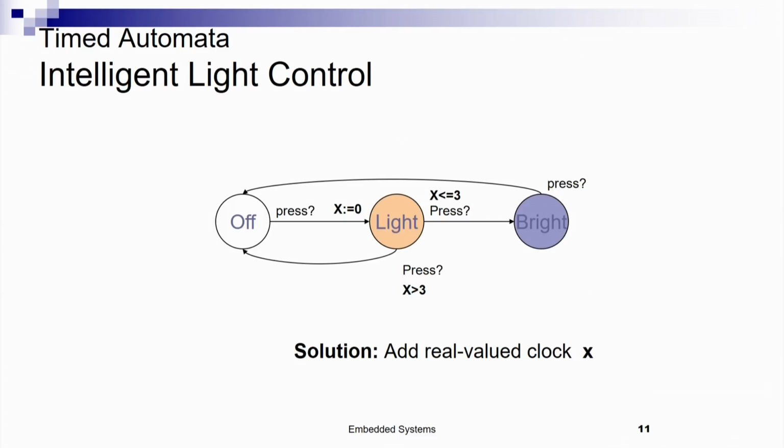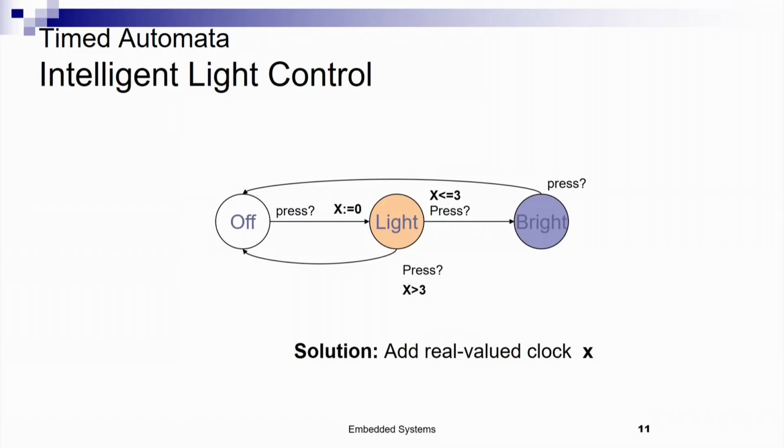You have to change the finite automata to a timed automata, which allows the specification of real valued clock variables. Now, this one says that suppose you are at time 0 when x is equal to 0, and you are in the off state and you press the switch at time 0, you go to the lighted state, and then if you press the switch again within the next 3 time units, you go to the bright state. If you do not press within the next 3 time units, you go back to the off state.